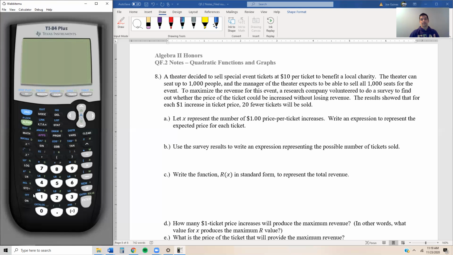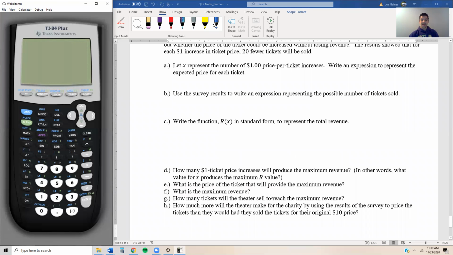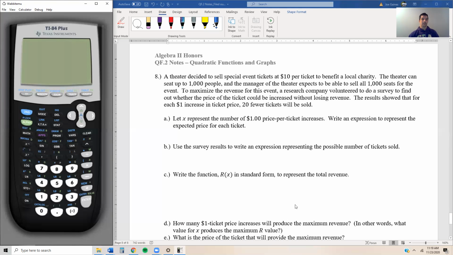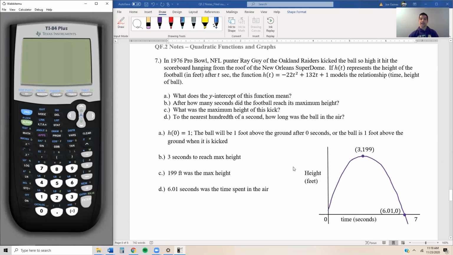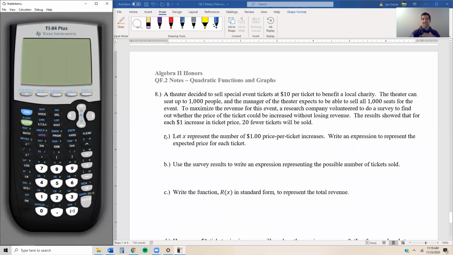So there's a lot of information that's going to go on here. Eventually, we want to talk about how to maximize revenue for this theater. So we need to get there first. We don't have any equation, we just have information. In the previous two problems, they gave us an equation. Now we have to develop an equation based on the information they gave us. So in B, it gives us some steps on how to get there.